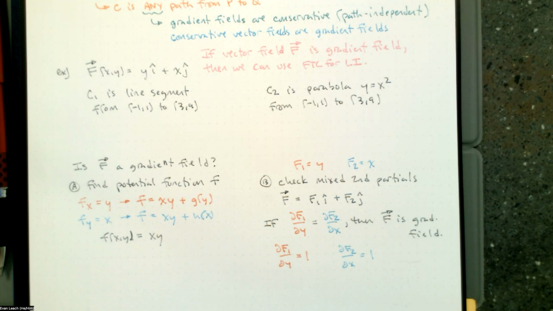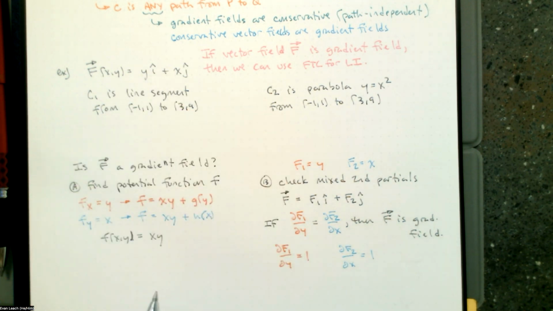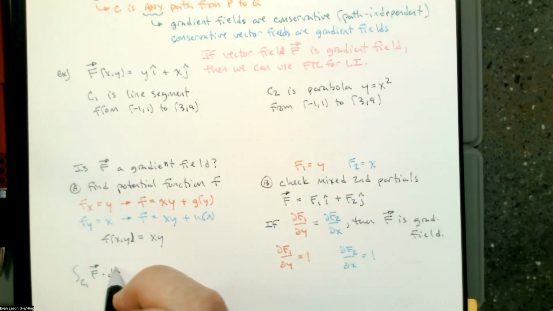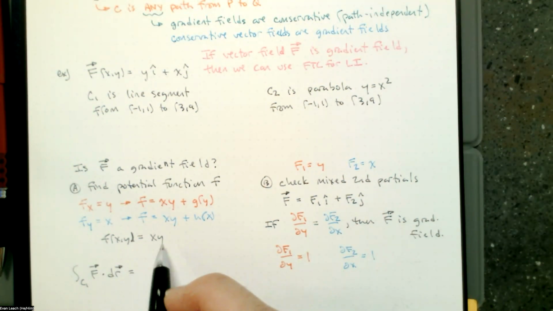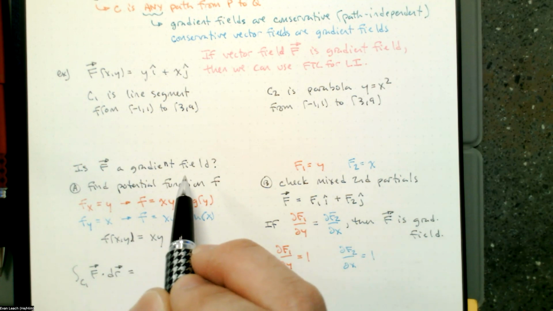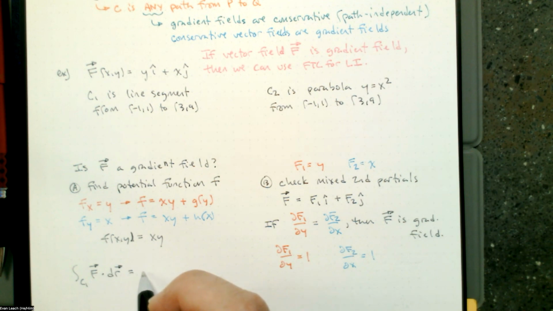So in this case, since our vector field is a gradient field and we know the potential function, we can just evaluate the potential function at the endpoints. Since yi plus xj is a gradient field, if I want the line integral over c1 of f dot dr, I can just take my potential function evaluated at 3, 9, and subtract the potential function at -1, 1.